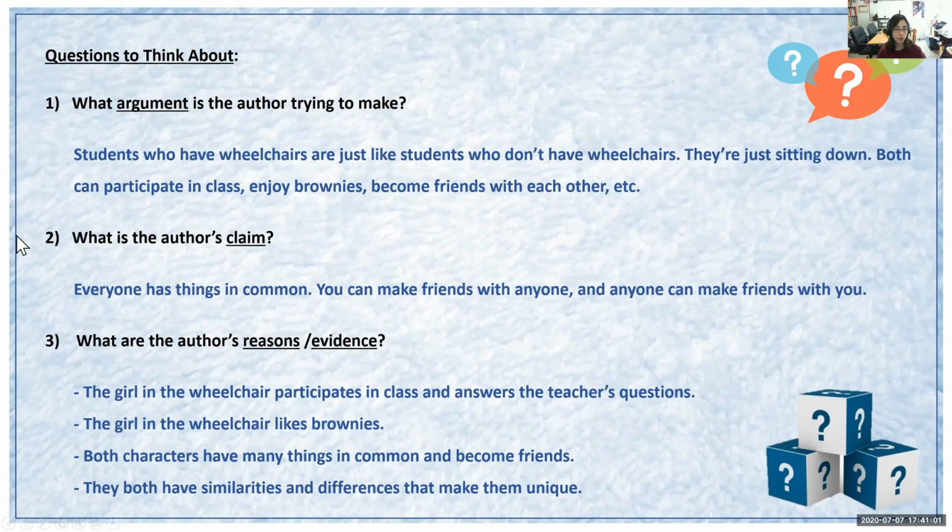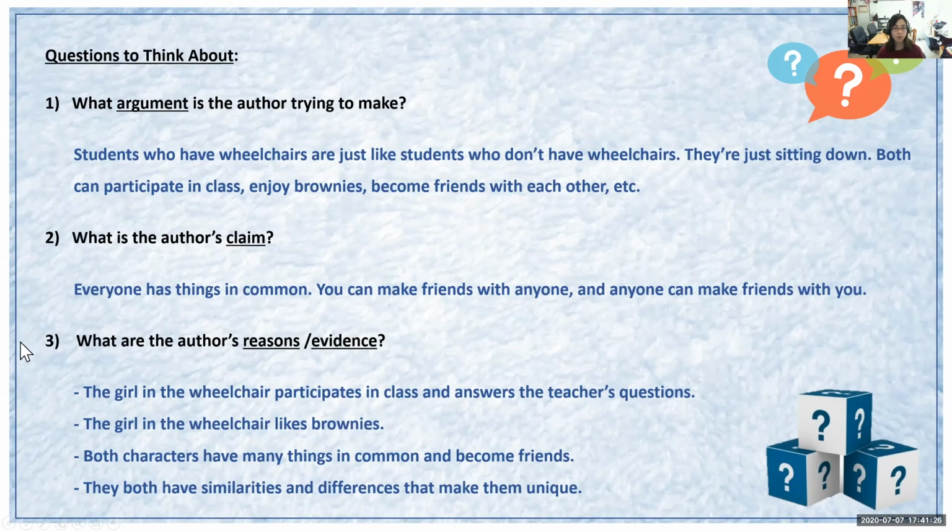For number 2, what is the author's claim? Remember that a claim is going to be the opinion or statement, so stating the opinion of the author, which is everyone has things in common. You can make friends with anyone and anyone can make friends with you. So kind of that theme of we all have similarities. And again, if you had something different, that's fine as long as it's kind of along the same page.